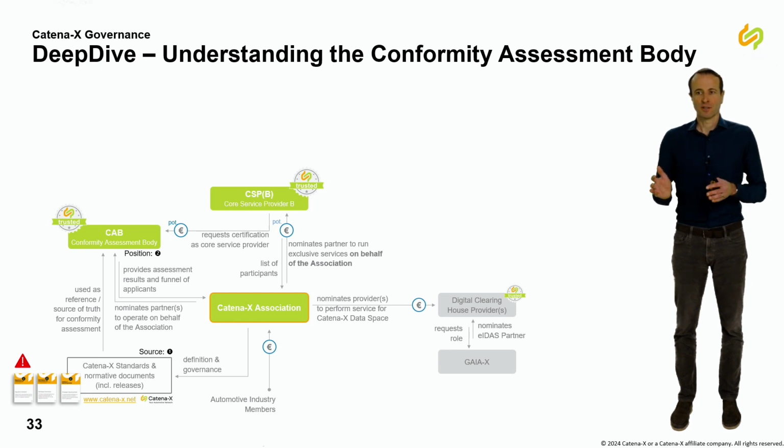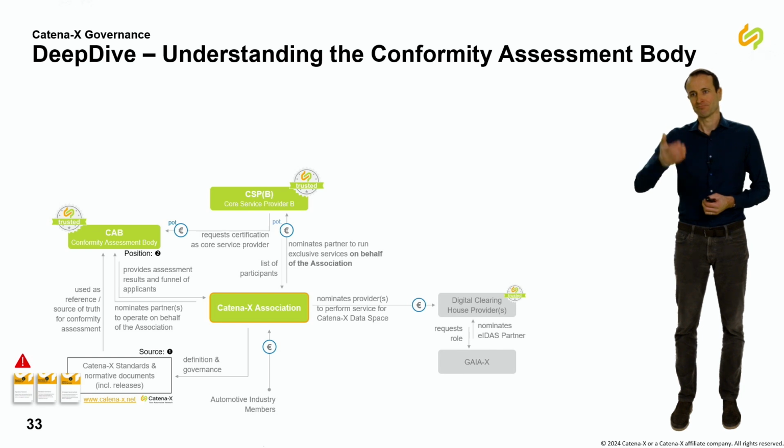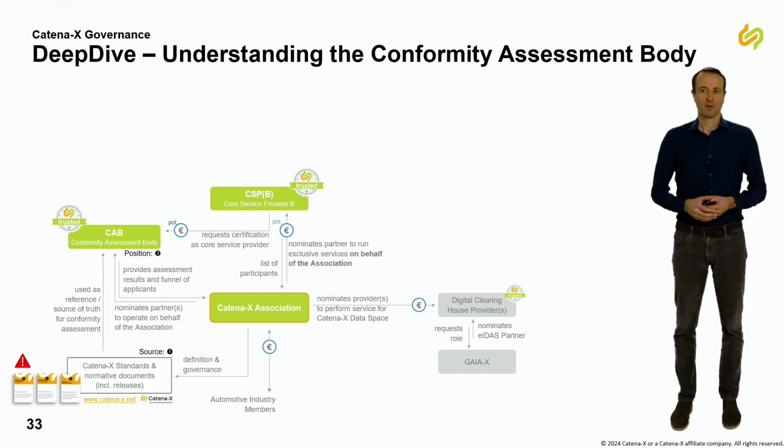Also, the association nominates the partner who runs and operates conformity assessments on behalf of the association. Again, here, the trust is given through the nomination by the association. In return, they provide the assessment results and the funnel of potential applicants that are right now asking for conformity assessment solutions or specific services. We will get to that in a second.